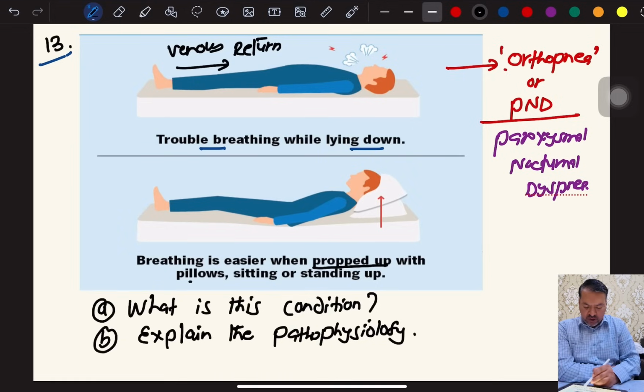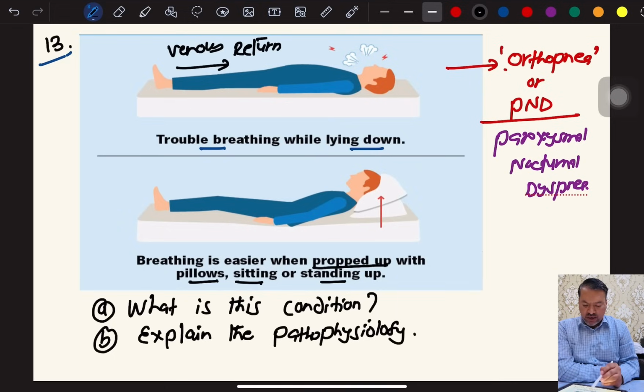with the help of pillows, or the person will sit on the bed or even stand up, so that the gravity will come back into the picture once again, or there will be redistribution of the fluid, so the person will feel better. Okay, so let me repeat again. There will be redistribution of the fluid, which makes the person feel better.